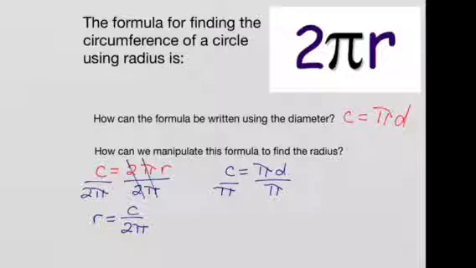So as you can see, my pi's cross out and I'm left with the diameter on the right side and circumference divided by pi on the left side. So if I rewrite this, diameter equals circumference divided by pi.